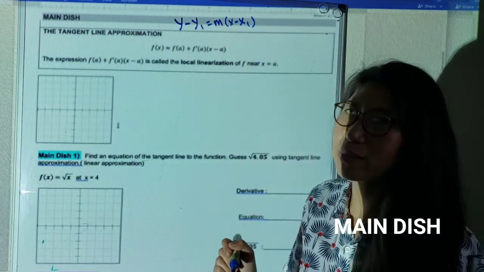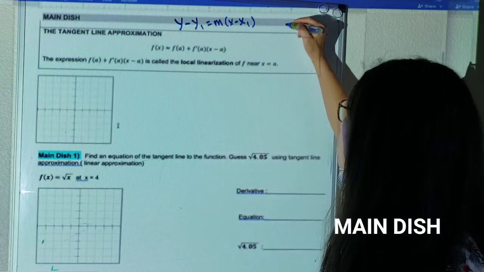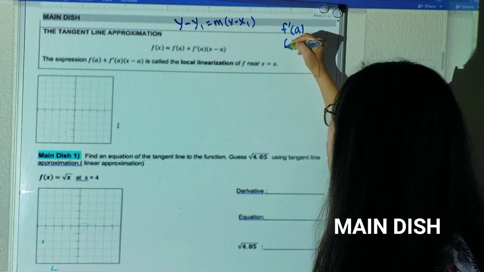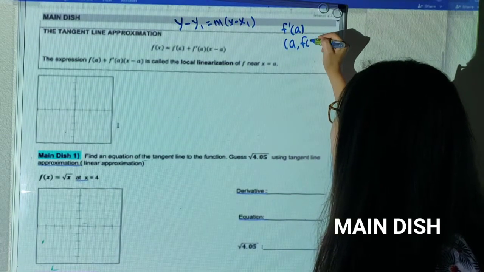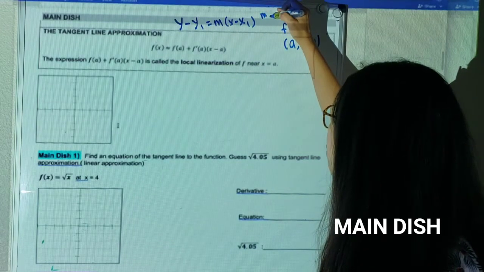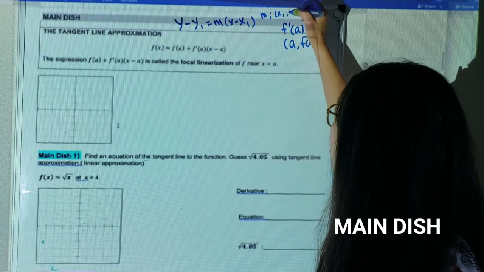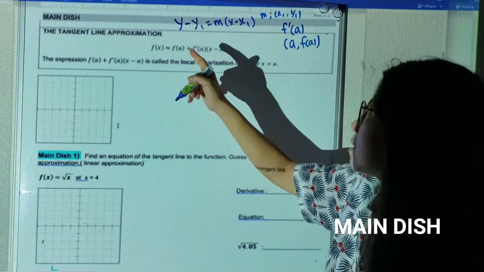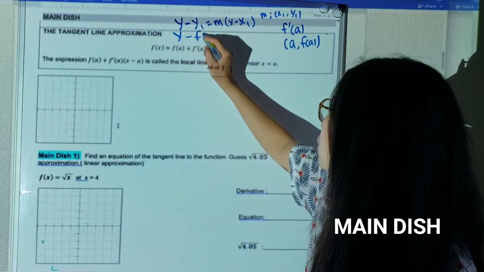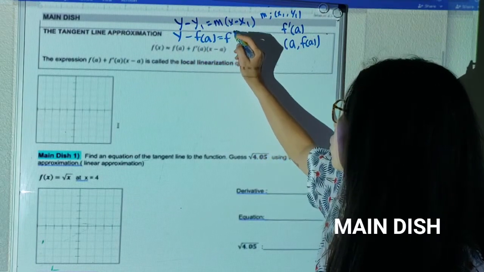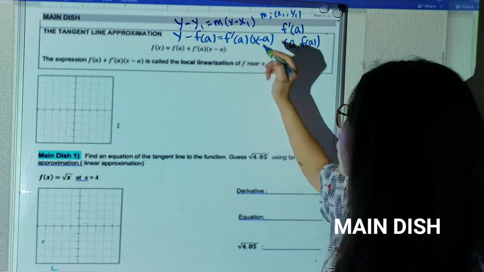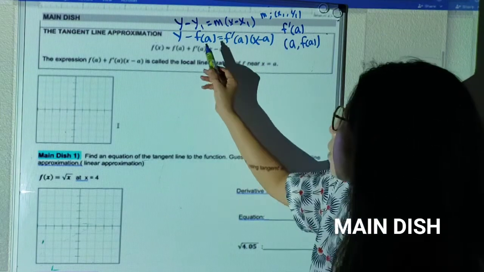I'm going to rewrite this in a calculus way, as the slope is the derivative f prime at a, and the point passing through is a comma f of a. This one was, the slope was m, and the point passing through x1 comma y1, so it's exactly the same format. So if I write it, y minus f of a equals f prime of a times x minus a. Everybody following okay?